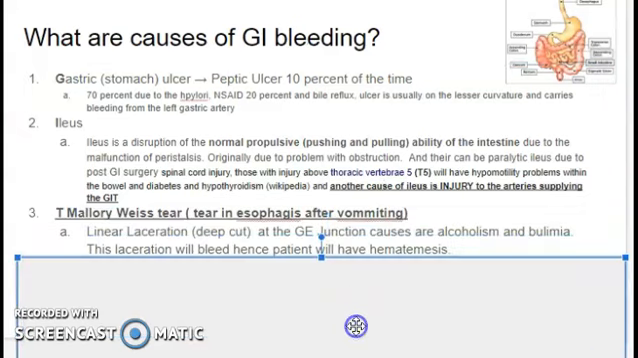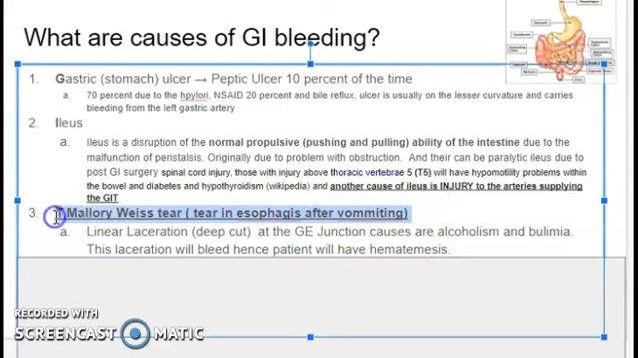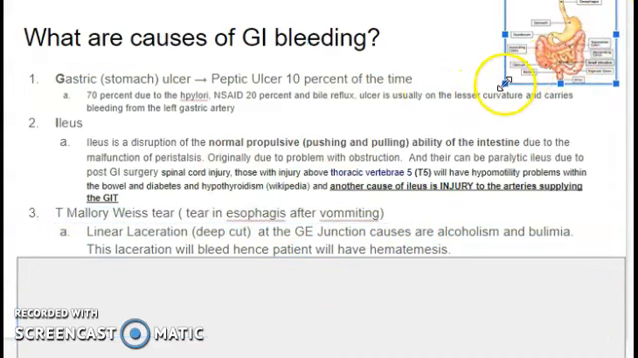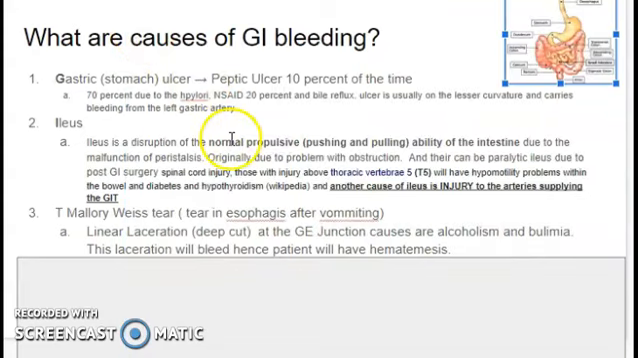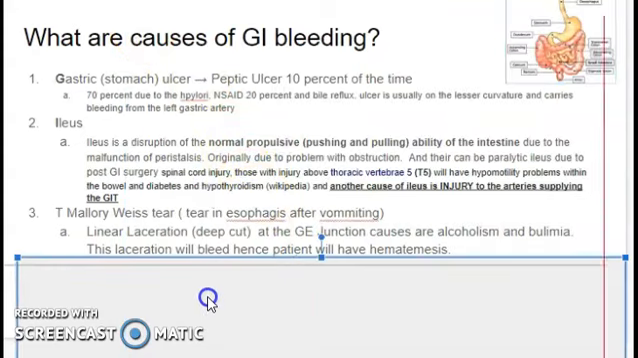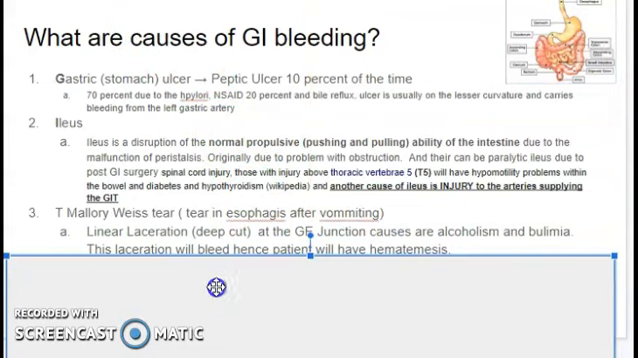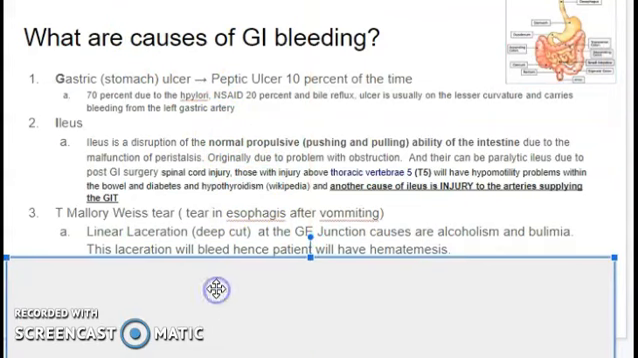Guys, now I want to talk a bit more about the Mallory-Weiss tear. A Mallory-Weiss tear is like a laceration or a tear which occurs in the esophagus. So if you zoom in over here, imagine there's some sort of tear going inwards into this wall over here. That would be called a Mallory-Weiss tear. The laceration is a deep cut at the gastroesophageal junction, and this is caused by alcoholism or bulimia. This laceration can bleed, and it can cause hematemesis.